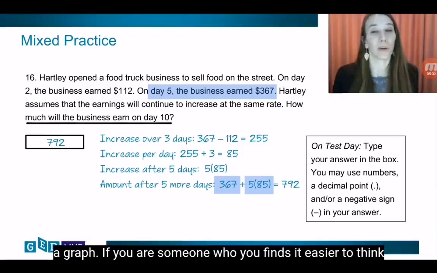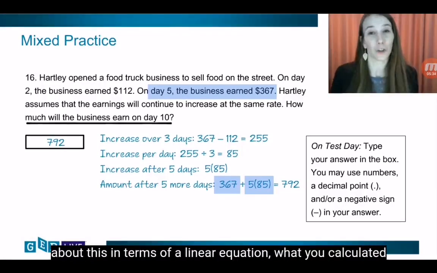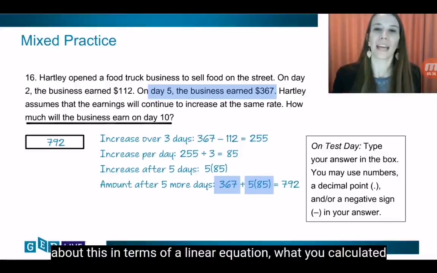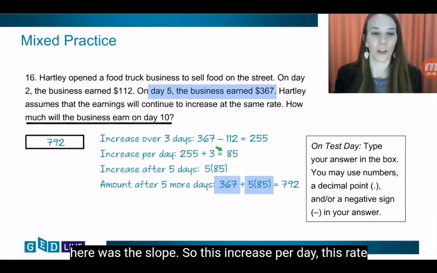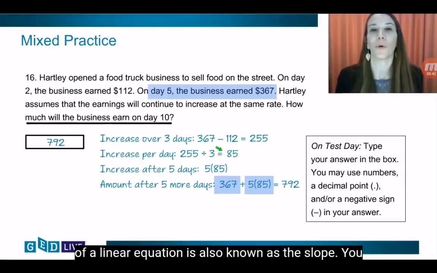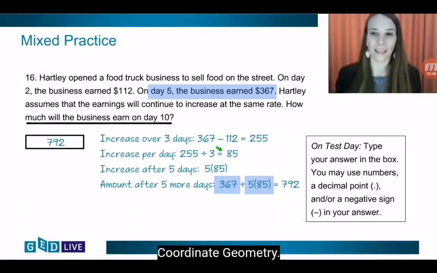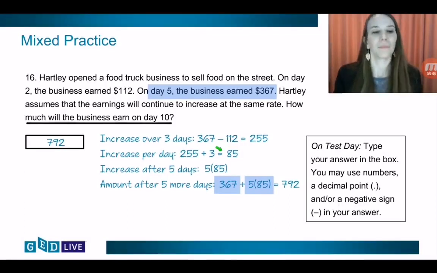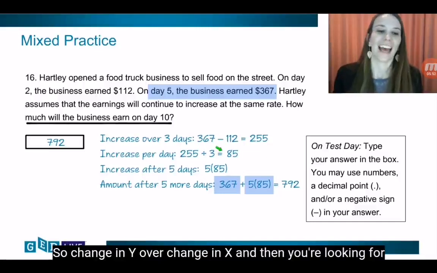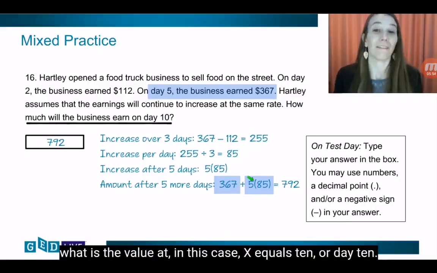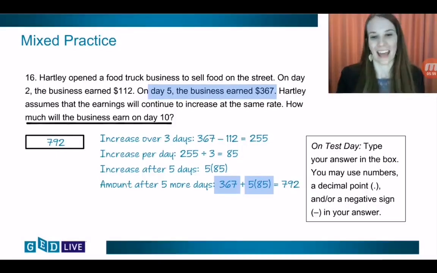Now, another way to think about this would be to think about it as a graph. If you are someone who finds it easier to think about this in terms of a linear equation, what you calculated here was the slope. So this increase per day, this rate of a linear equation, is also known as the slope. You can definitely find out more about that in the lesson on coordinate geometry. So change in y over change in x, and then you're looking for what is the value at, in this case, x equals 10, or day 10.